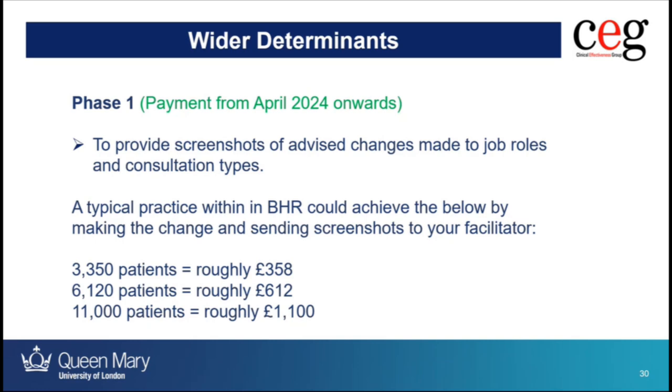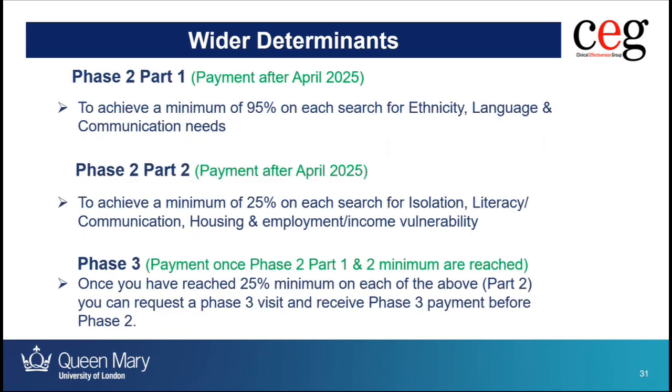And then we can move on to the phase 2 part 1, which was looking at achieving a minimum of 95% on ethnicity, language and communication needs. So we have provided support searches for these, which I will show you shortly. And then you have your phase 2 part 2. So this was to achieve a minimum of 25% for looking at isolation, literacy, communications in a deprived area.